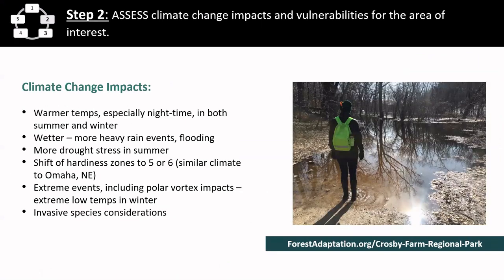In step 2, they identified the key climate change impacts that would affect the area, and which of those impacts were most likely to affect the park in particular. Among those impacts were increased nighttime temperatures and greater variability in moisture and the severity of flooding and drought events.